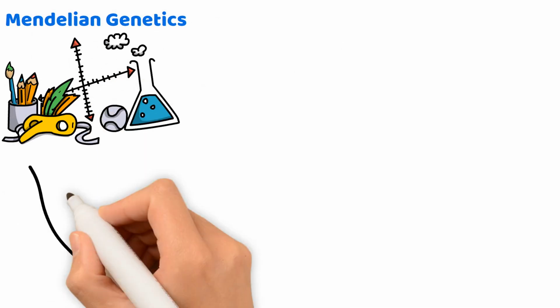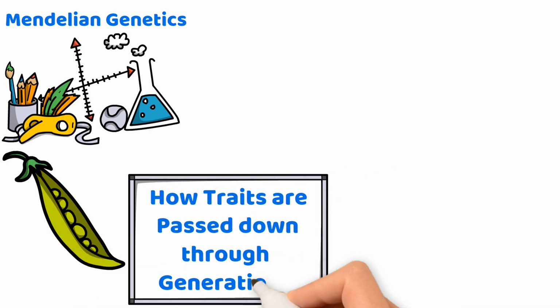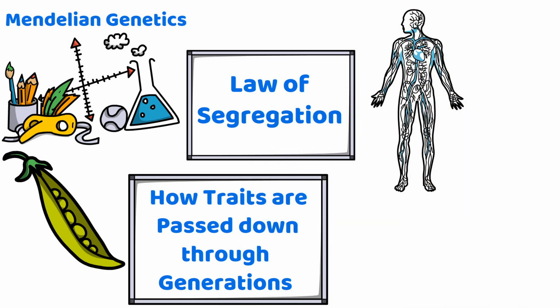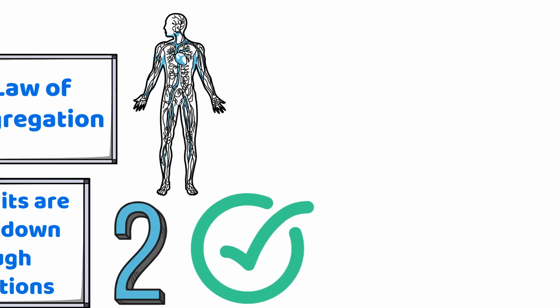Gregor Mendel's experiments with pea plants laid the foundation for understanding how traits are passed down through generations. His law of segregation tells us that each organism carries two alleles for each trait, which separate during gamete formation, ensuring each gamete carries just one allele per trait.